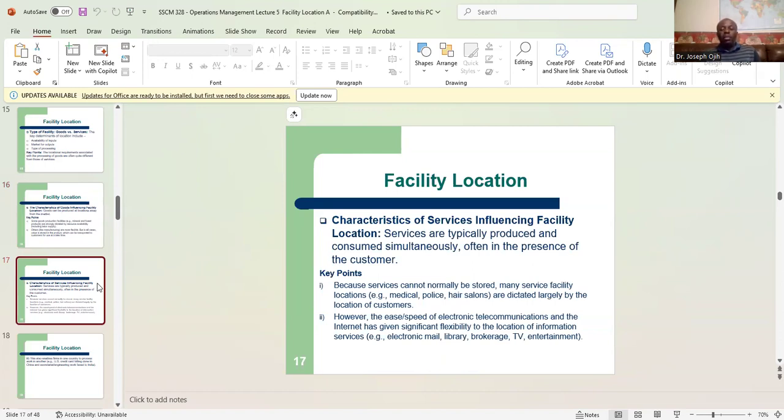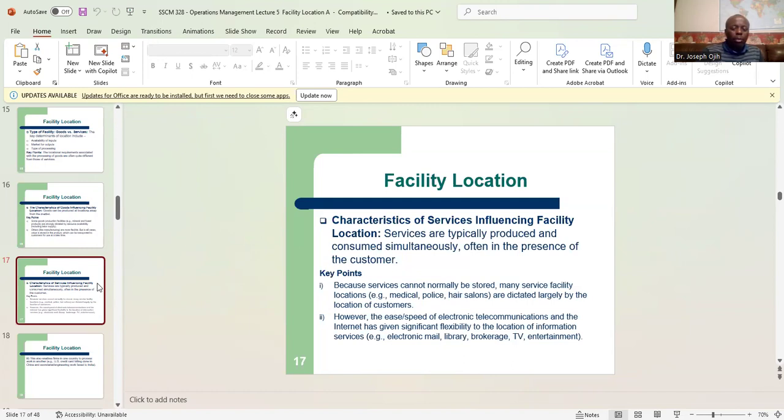they cannot be stored. So many service facility locations, like a medical clinic or hair salon, are directed by the location of the customers. If you have a restaurant, I will use Morgan State as an example. I think they call it Hillen Road. Locating a restaurant there, because of the student population, versus locating a restaurant somewhere like Middle River, where I live. You see that the one near the students has more power in terms of sales, because the students live around there. But the ones behind where I live might get very few customers.